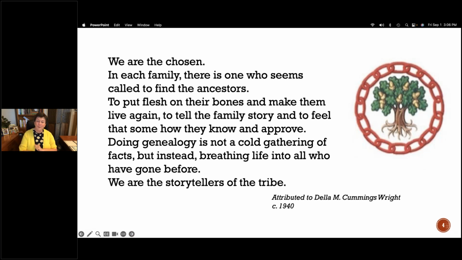So let's get started. For me, that is sharing with you a quote attributed to Della Cummings Wright about 80 years ago. We are the chosen. In each family, there is one who seems called to find the ancestors, to put flesh on their bones and make them live again, to tell this family story and to feel that somehow they know and approve. Doing genealogy is not a cold gathering of facts, but instead breathing life into all who have gone before. We are the storytellers of the tribe.